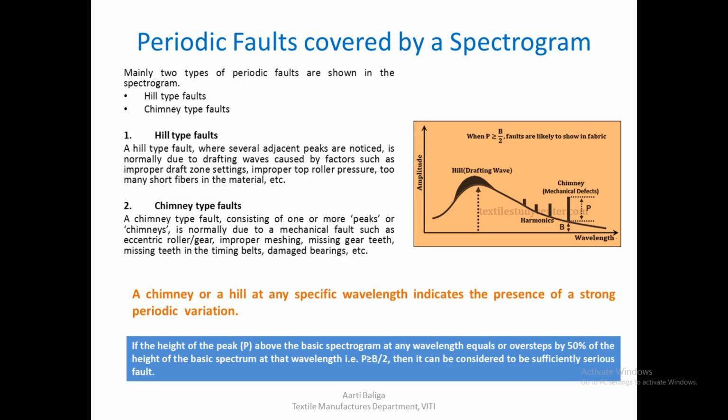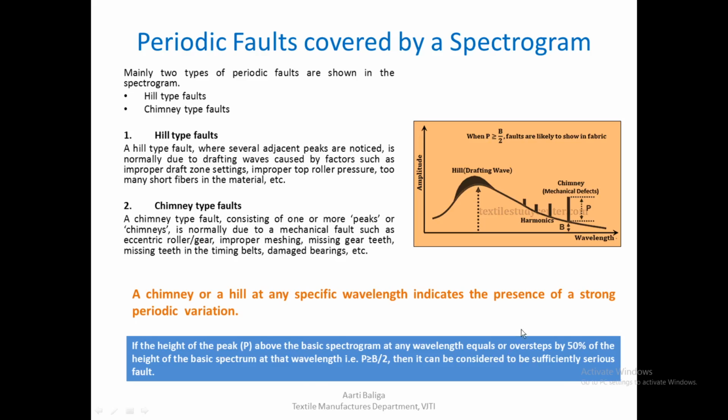Normally the height of the peak is seen to judge how serious a particular fault or peak is. So in the spectrogram, if you see that the peak equals or oversteps 50% of the height of the basic spectrum, then it is considered to be a serious fault.